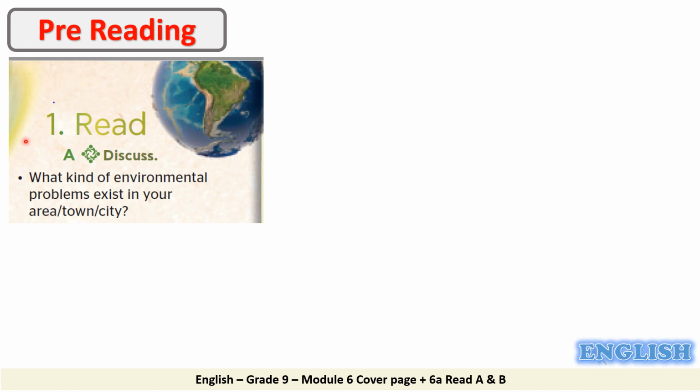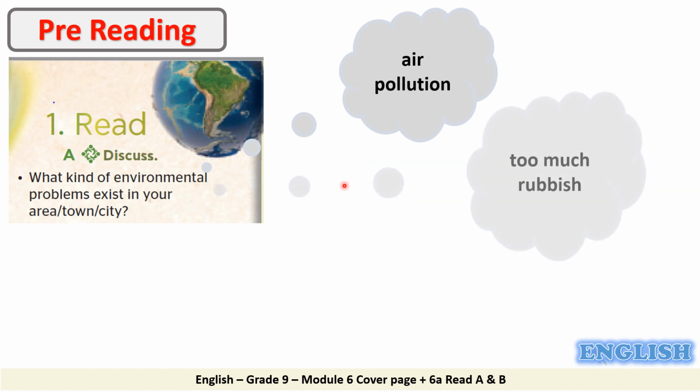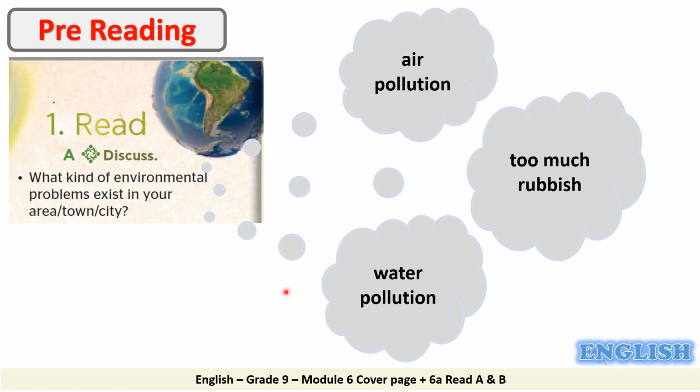Pre-reading. 1. Read. A. Discuss. What kind of environmental problems exist in your area, town, or city? Do you have air pollution? Do you have too much rubbish? Do you have water pollution? I think in Qatar we don't have such things like water pollution or too much rubbish. In Qatar, maybe we have air pollution because of factories and traffic jams.